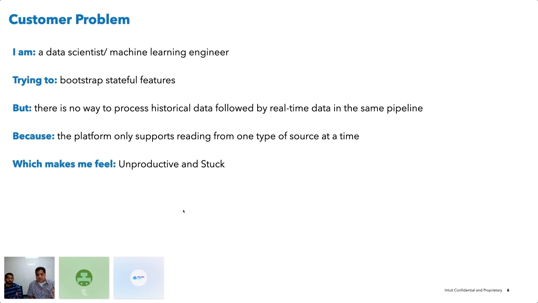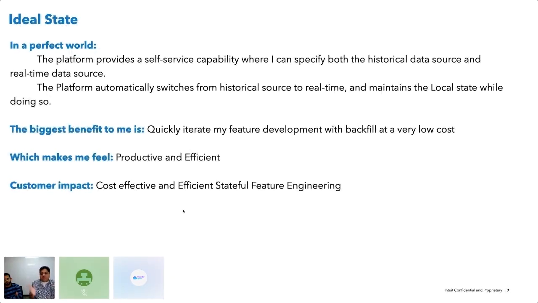Number two, you cannot change the topology. You cannot have the pipeline first read from S3 or the archive location, and then read from Kafka, because if the topology gets changed, it cannot recover from the state, which makes me feel unproductive and stuck. Now, let's talk about the ideal state.